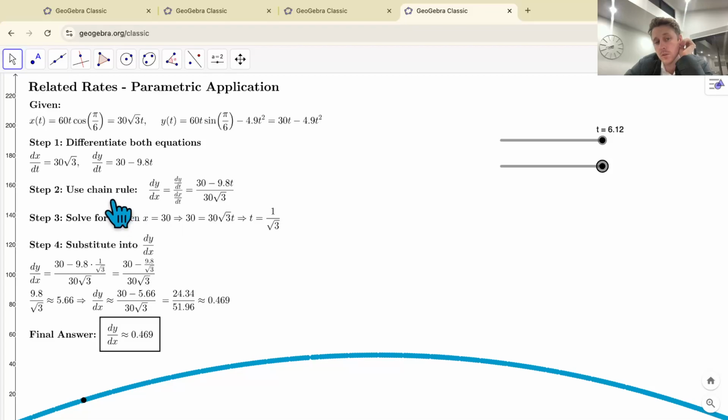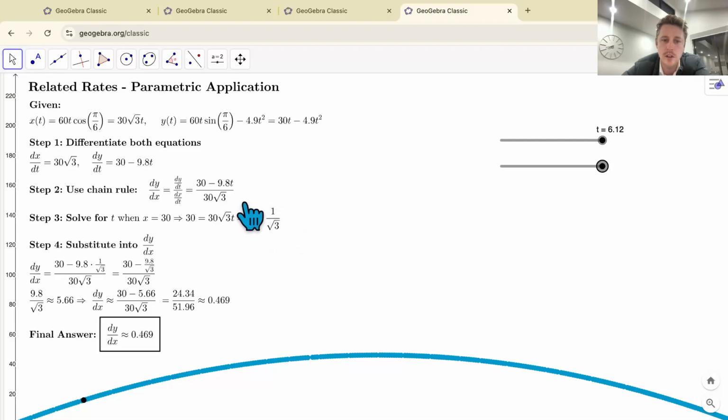Okay, use the chain rule. So from before, we're going to apply what we just did. So dy/dx equals dy/dt over dx/dt. So that's 30 minus 9.8t divided by 30 root 3. And now what we want to do is solve for t when x is 30. So when x is 30, we're going to sub the left-hand side as being 30. So we get 30 equals 30 root 3 t. Rearranging for t gives us 1 on root 3.